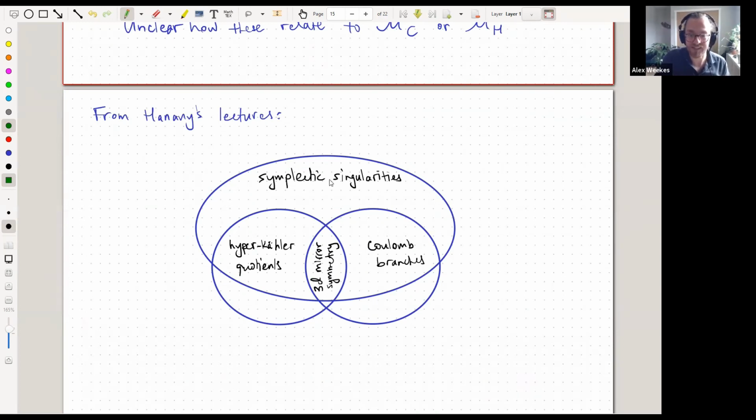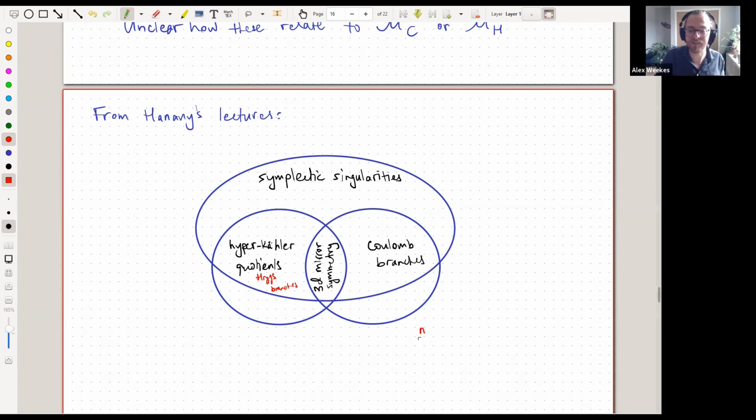So there are symplectic singularities, there are Coulomb branches, there are hyperkähler quotients, which, from a mathematical point of view, would be the Higgs branches. And then there are all the places where they overlap or don't overlap. And 3D mirror symmetry maybe happens here, because you can start to swap back and forth between the two pictures. I don't know where on this picture the non-symmetric ones live.